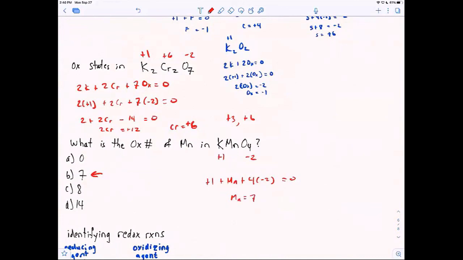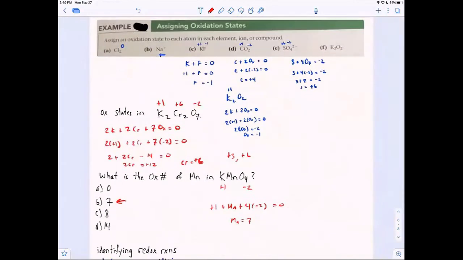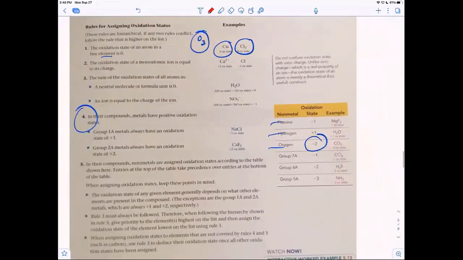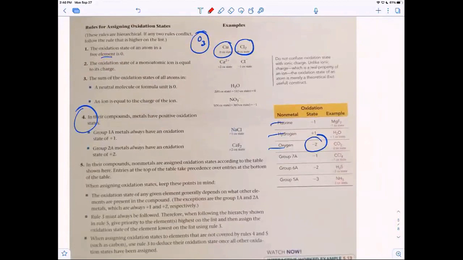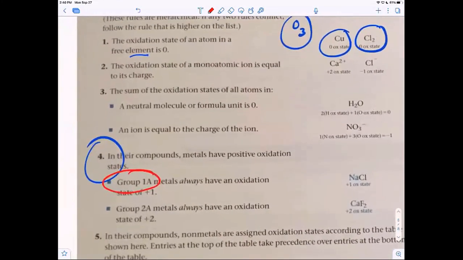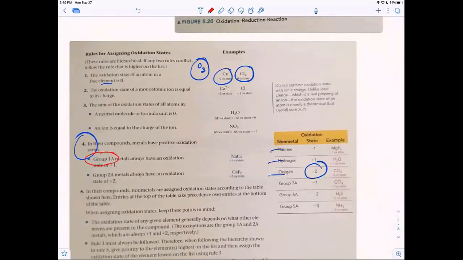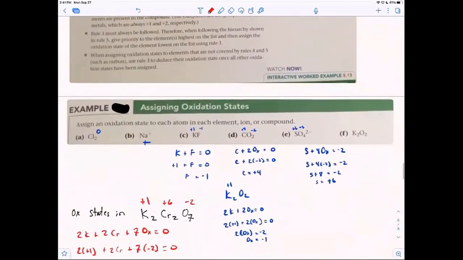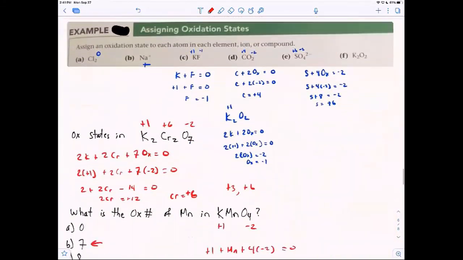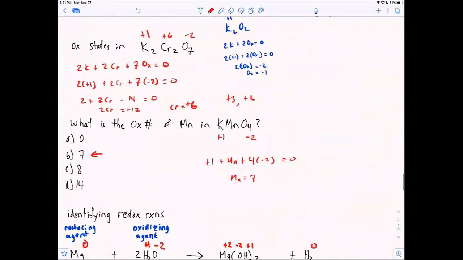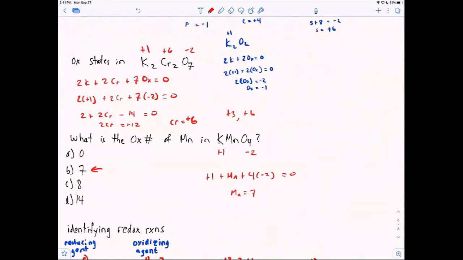But is there a reason why potassium is +1 again? If you look at the hierarchy of rules, group 1A, remember the rules are more important as they go down. So group 1A is the alkalis. The alkalis in compounds always have an oxidation state of +1. And that's more important than the next rule. Well, I guess it's not necessarily the chart, but I was hoping you would follow it from potassium dichromate as well. So, other questions?